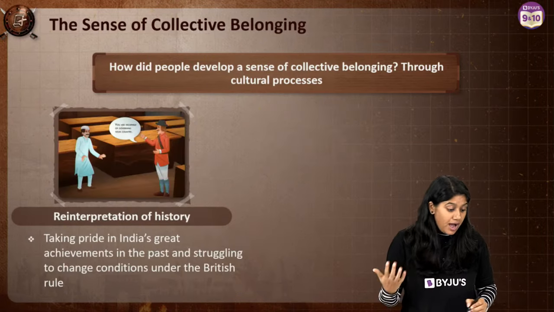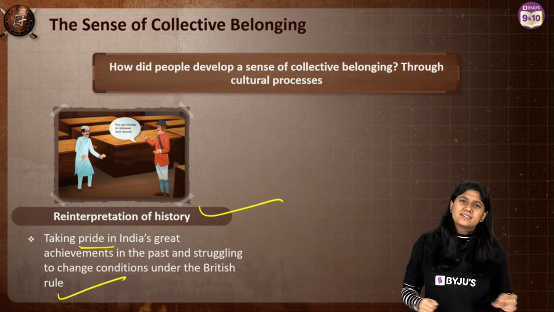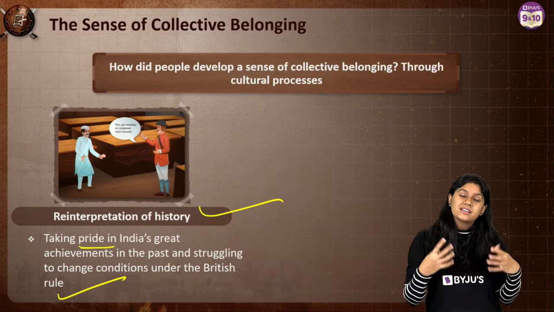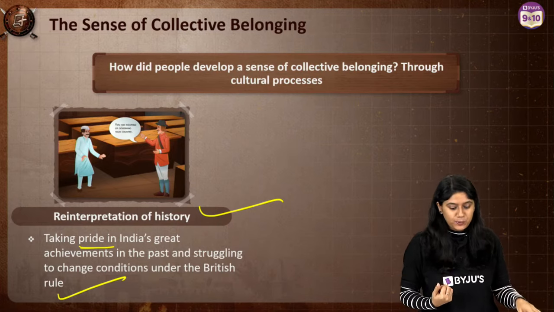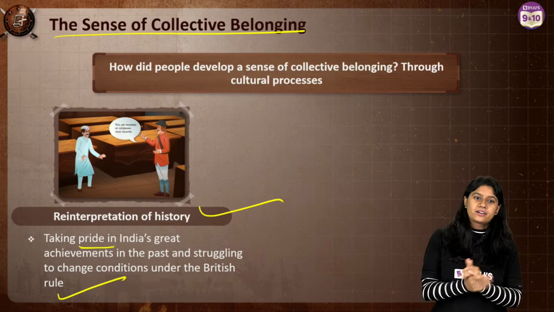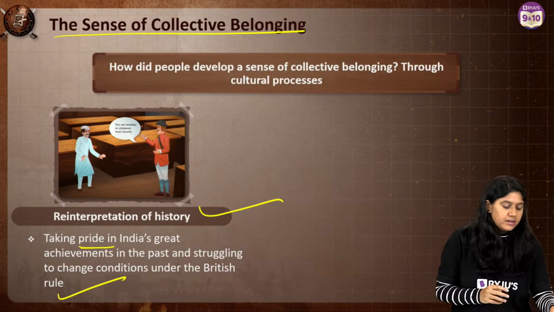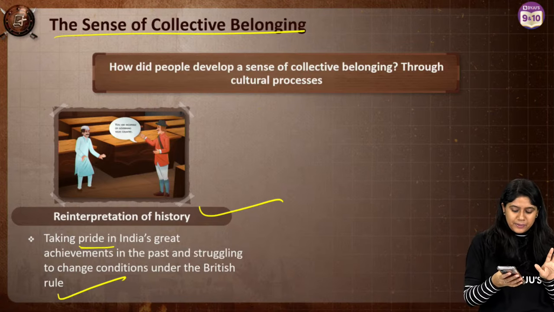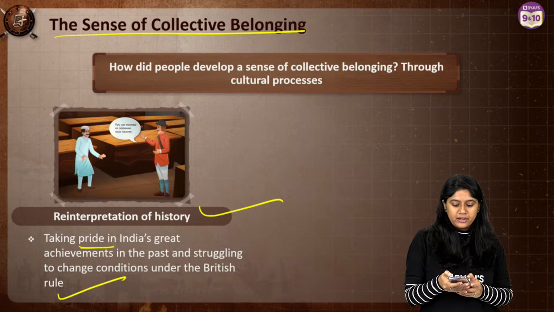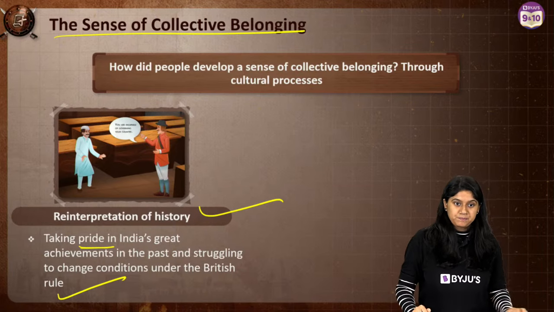Apart from that, people came together, they talked about their past, became aware of their past, and took pride in their past. And that's how the people came together for a free nation. Everyone, are we clear? I know the last part is very easy, so I didn't spend much time over here, but I have covered all important points.